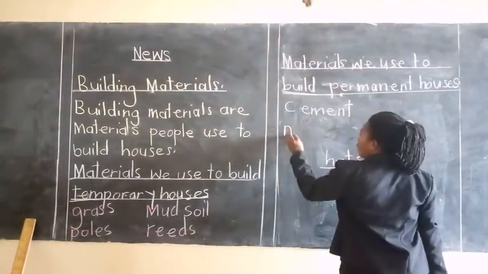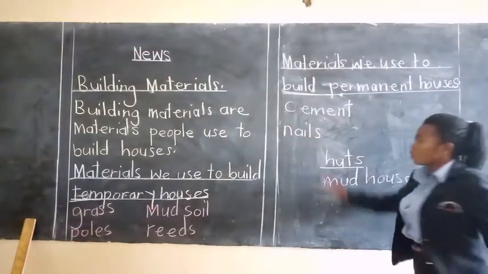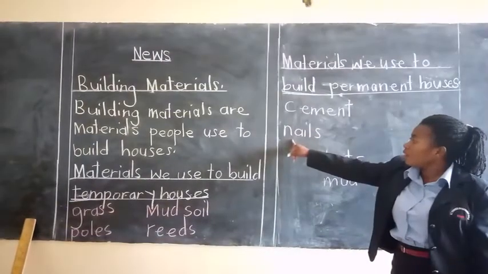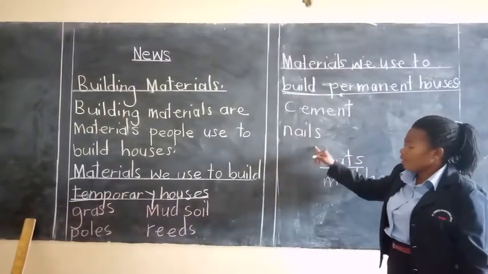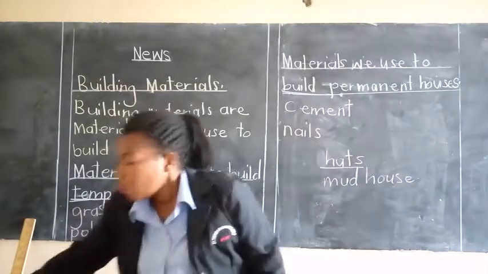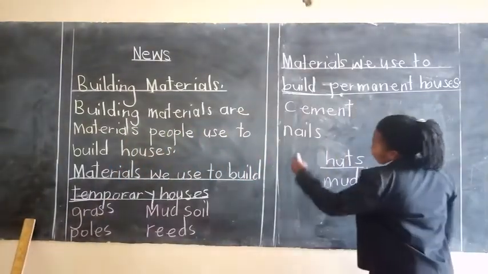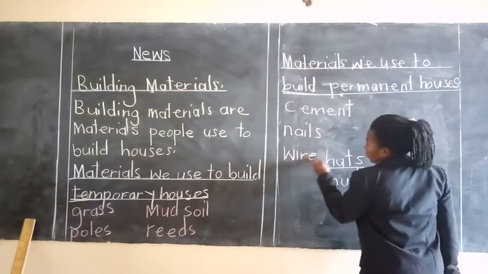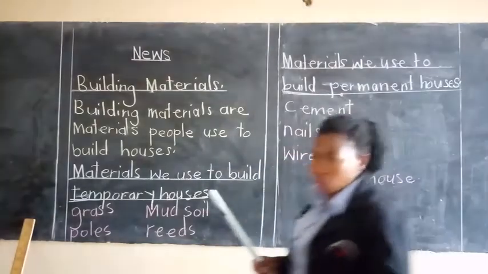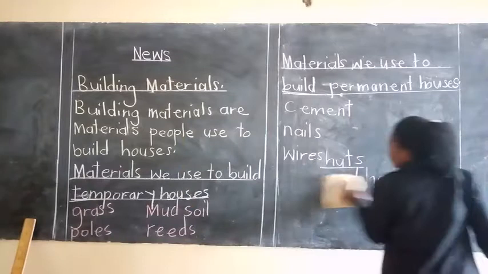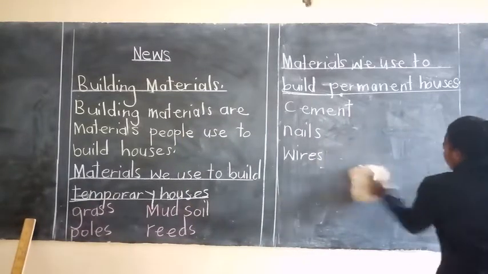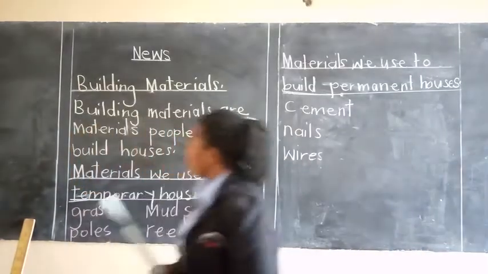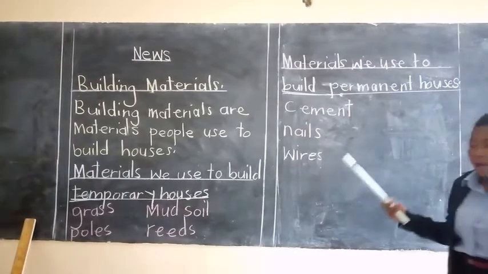We also have nails. We spell the word nails. N-A-I-L-S. Nails. We also have another building material that is wires. Wires, everybody. Wires. These wires can also be a material we use to build permanent houses.